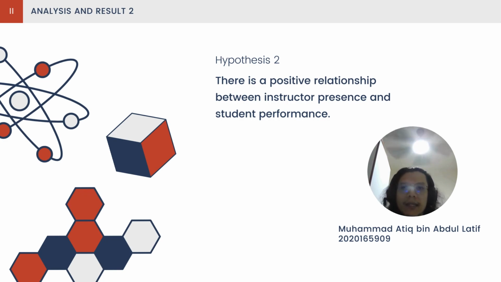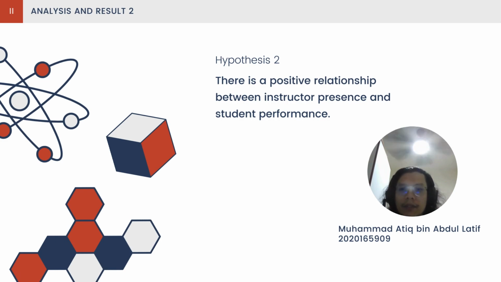One of our hypotheses states that there is a positive relationship between instructor presence and student performance. In other words, when instructors are actively engaged and accessible to their students, we expect to see an improvement in academic outcomes. Instructor presence refers to the level of engagement, interaction, and availability of the instructor in the learning environment. Student performance encompasses various indicators such as grades, class participation, and overall academic achievement. We propose that the more present an instructor is, the better students are likely to perform.